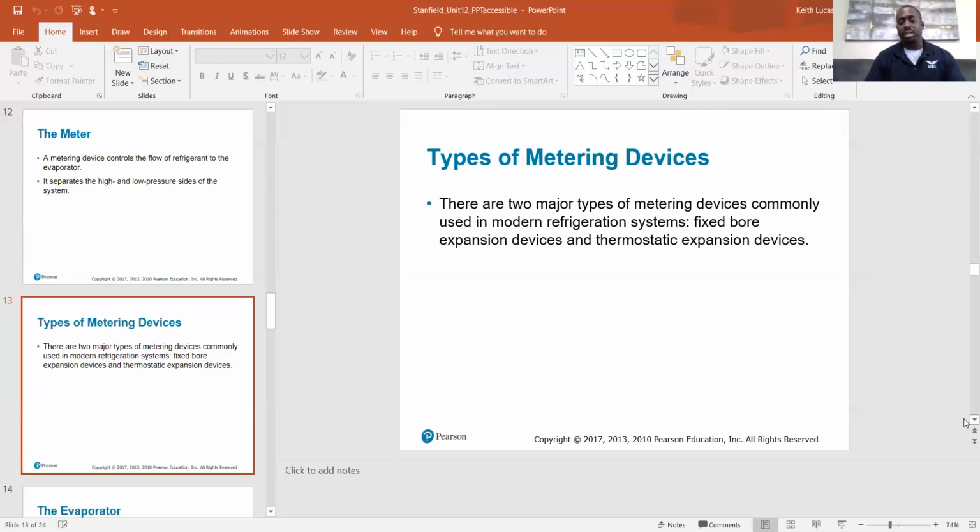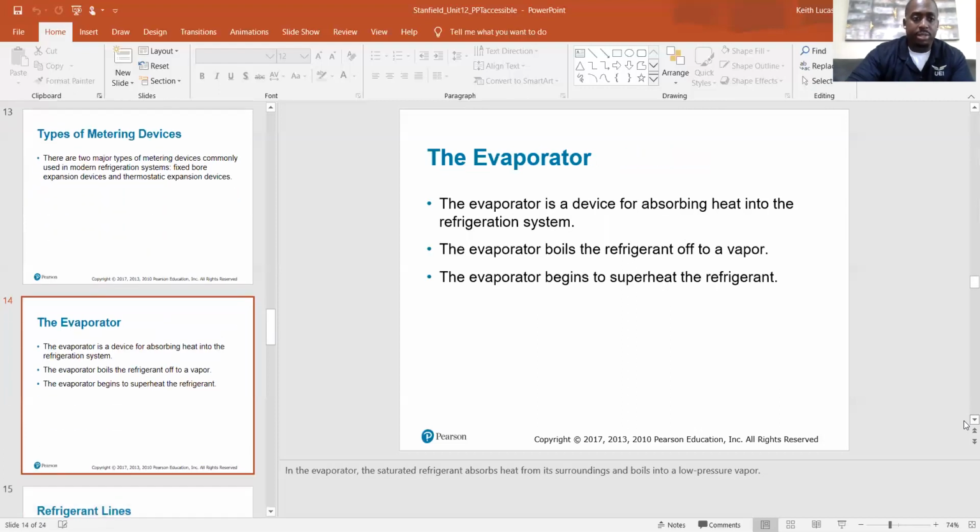There'll be a lot more on TXVs in later modules, but just getting back to the basics, the fixed metering devices, or fixed bore or fixed orifice, or whatever you want to call it, those metering devices are not adjustable, and they change the pressure by changing the size of the pipe. And then the thermostatic expansion valves, those ones are adjustable, and it can adjust with the load on the evaporator. But they're both considered metering devices, and the metering device will be number 3 out of your 4 components.